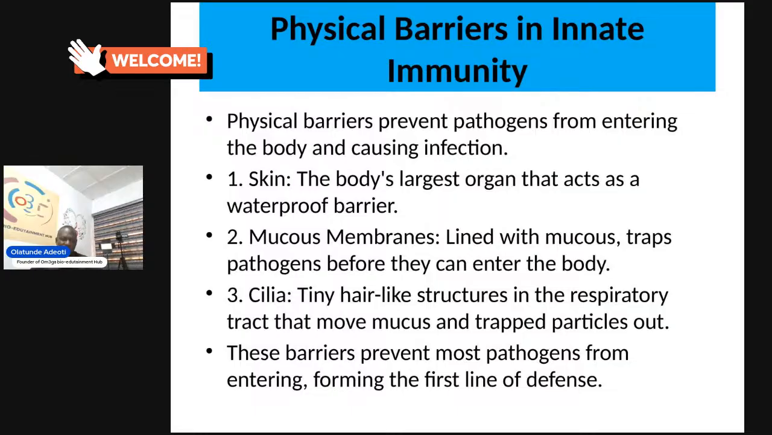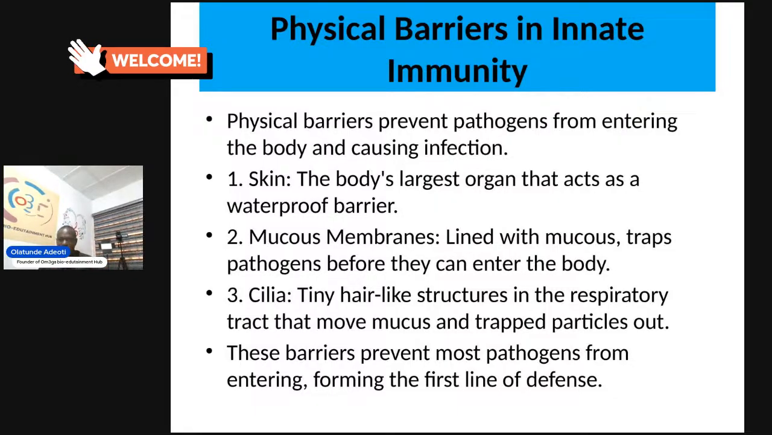Sometimes you discover that even in our nose, you see cilia inside it. When you look at the small intestine, it contains finger-like structures, and there are hair-like structures in the respiratory tract. This is not just there for nothing. It is there to eliminate some of these harmful pathogens. This barrier prevents most pathogens from entry, forming the first line of defense.